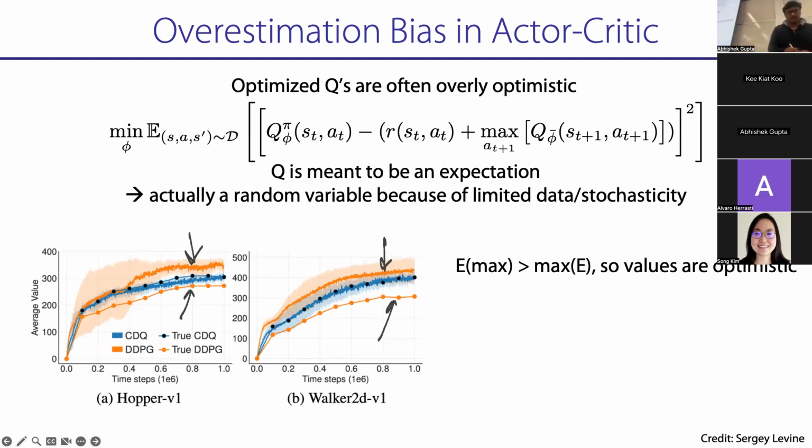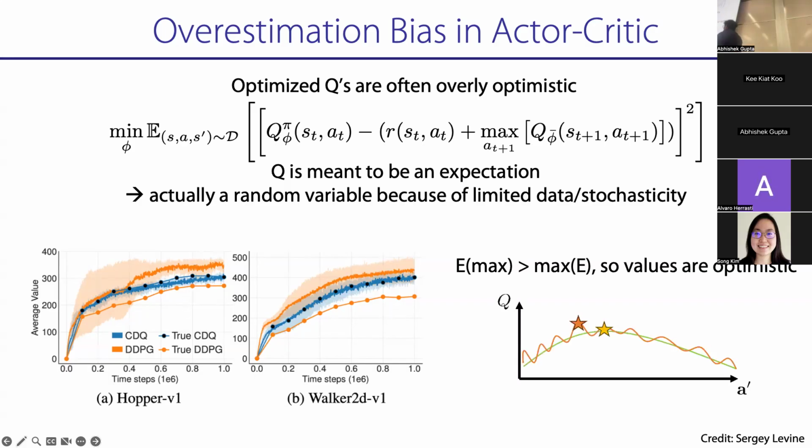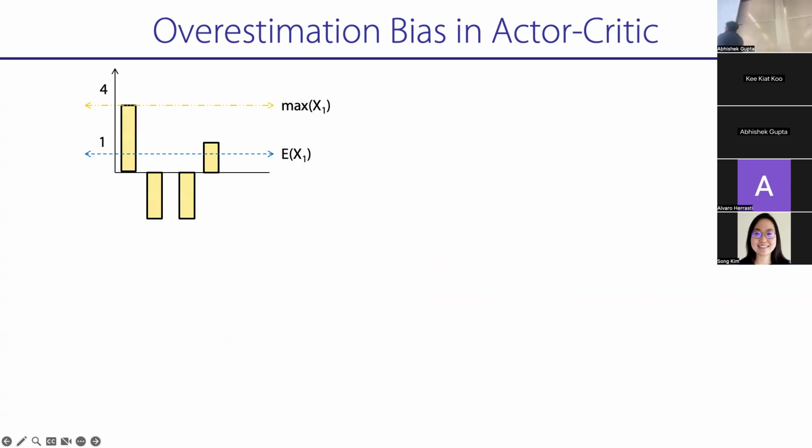Let's try and understand this a little more clearly. Here's a figure I stole from Sergey. Basically, you want to first compute the expectation and then take the max. You want the expected Q value, and then take the action that gives you the max. So you want to compute the max of the expectation. But because your Q value is a random variable, you have the expectation of the max. And the expectation of the max is higher than the max of the expectation, right? Here's an example. Imagine you had these 4 values. The expectation is the line over there, it's 1. The max is 4, right?